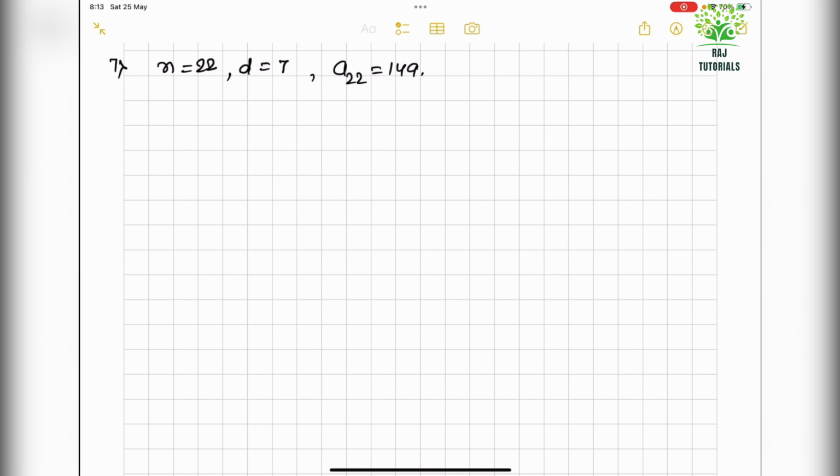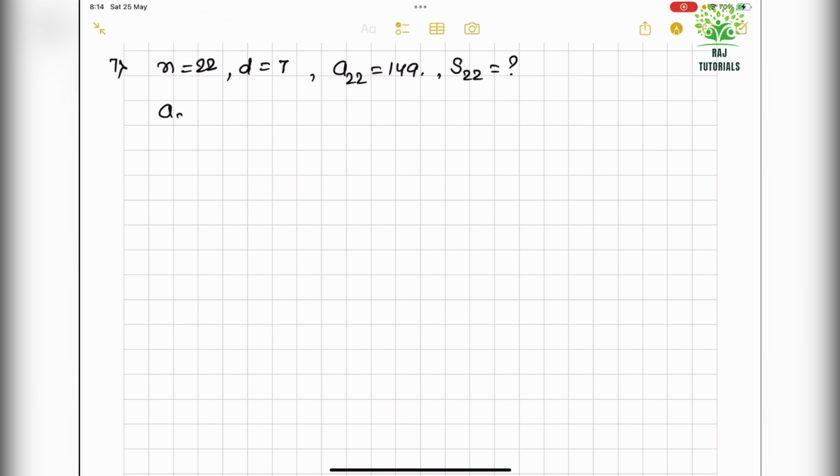Now I am given, find the sum of first 22 terms of an AP in which D is 7 and 22nd term is given to me as 149. So common difference will be 7, A22 is 149, and sum I have to find. So I can say S22 equal to question mark.